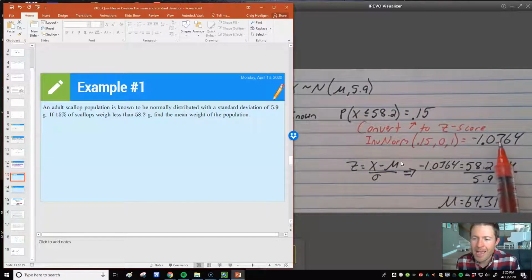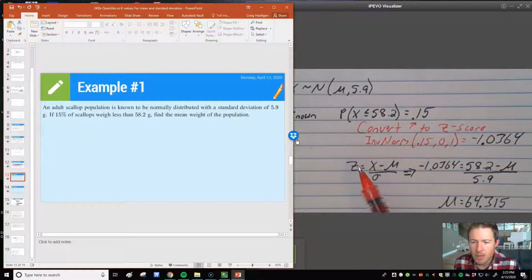Okay, so now that I have a z-score, look what we can do. We can plug into the z equation. We know this value, we know a score, we know the standard deviation, and we're just left with our mean. So again, I plugged in the z value, I plugged in the score that was associated with that z value, I plugged in the standard deviation. Do a little bit of algebra, solve for your mean, and you will get the mean is 64.315.